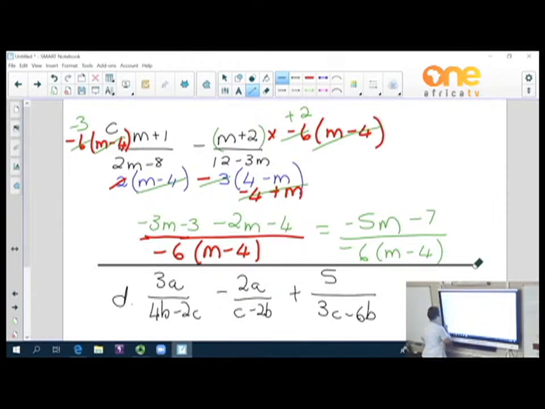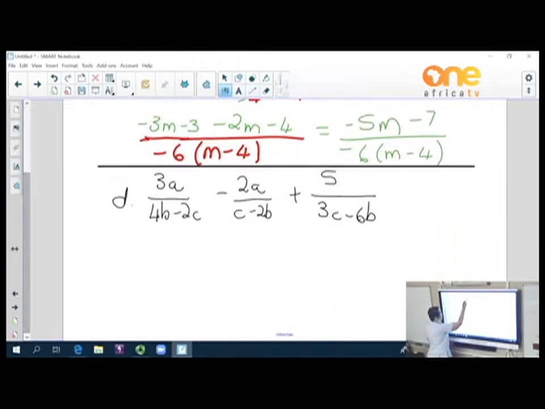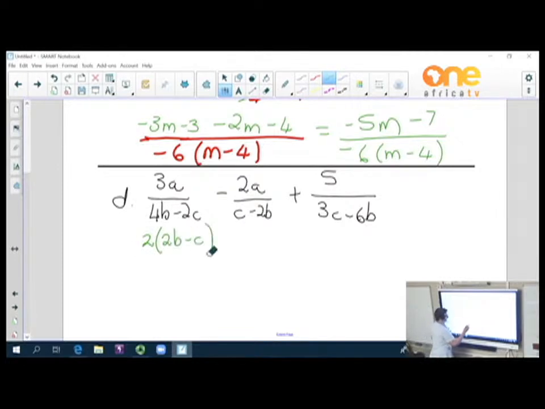There's that sum. Right, number D. Factorize. So I can take out here a 2, then it will be 2b minus c. Here I can take out a 3, and it will be c minus 2b.